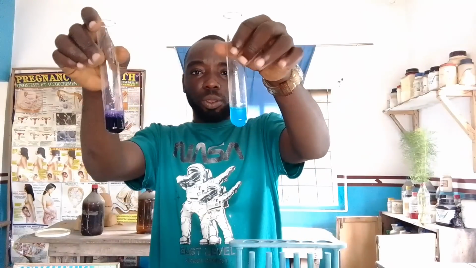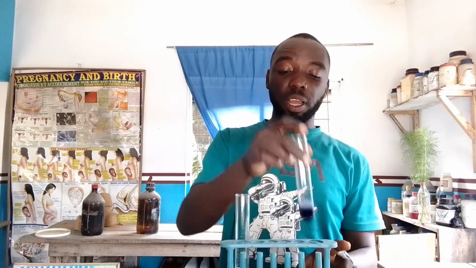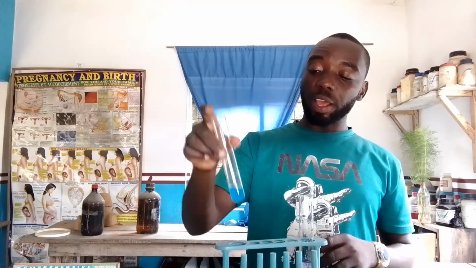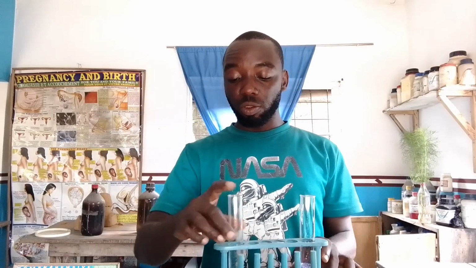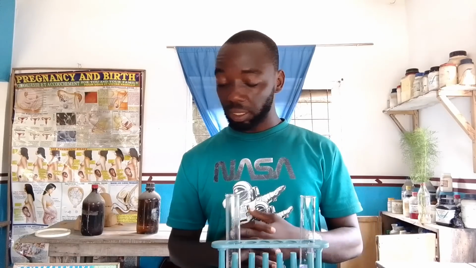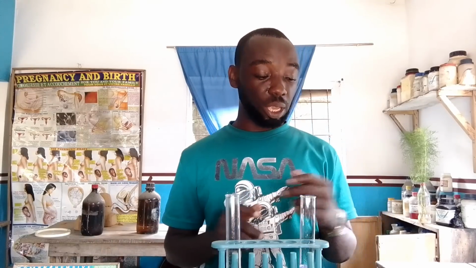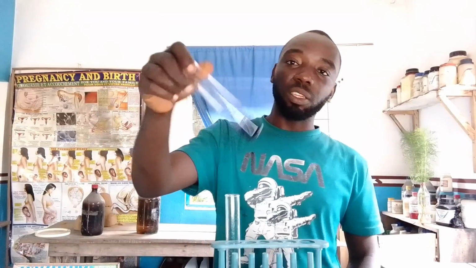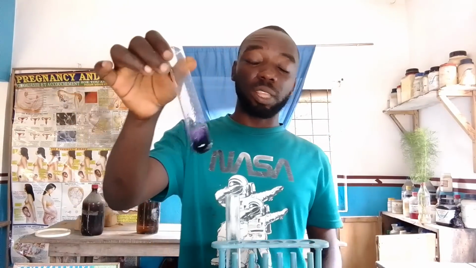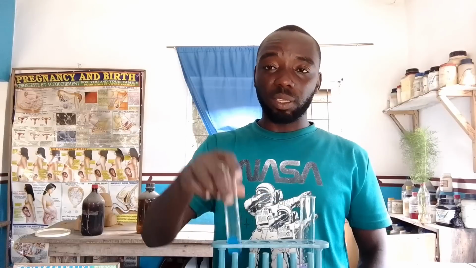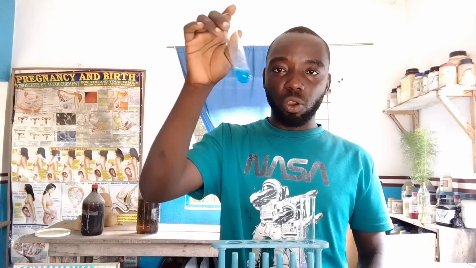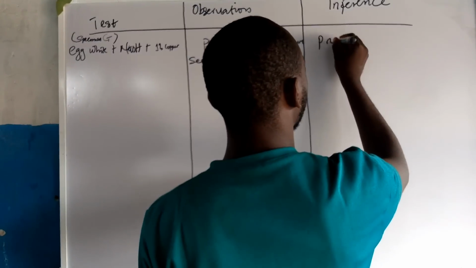Check this one. You can see the difference that is in this. So at this point now, there is a color change, and the color change here now is purple, while here now the color still remains blue as the copper color is. So what this simply means is that this contains protein. That is to say that G contains protein, while this particular water does not contain any protein.